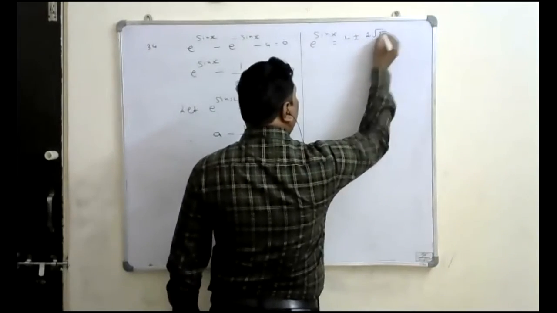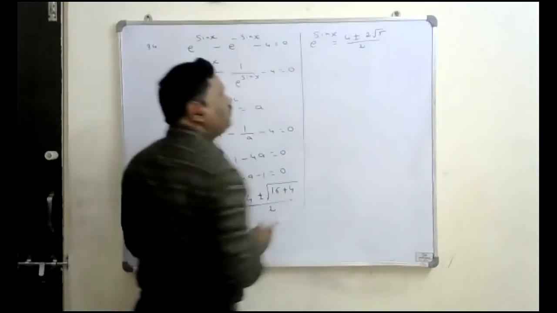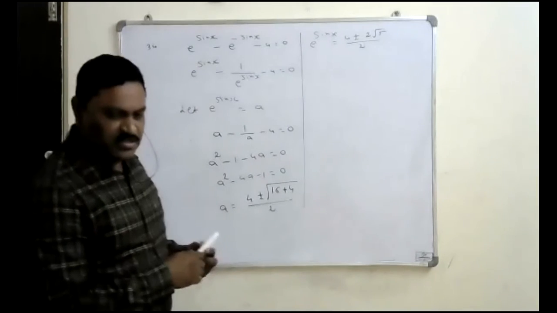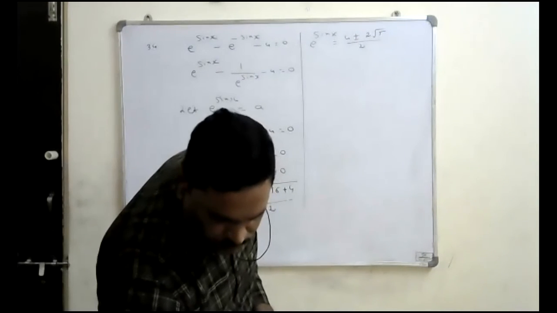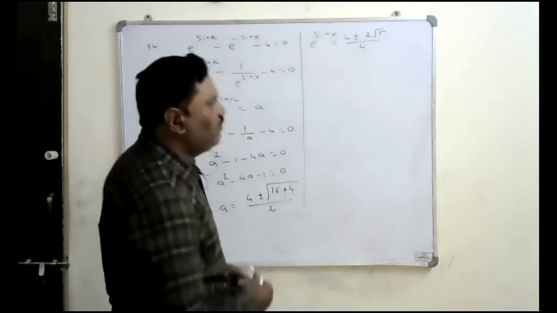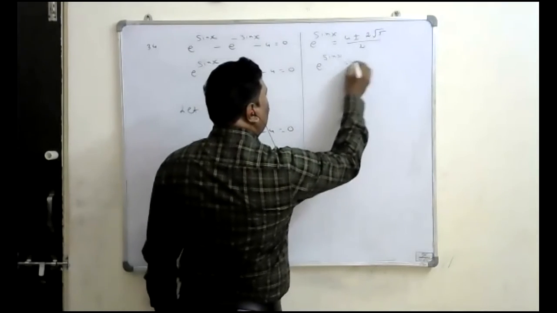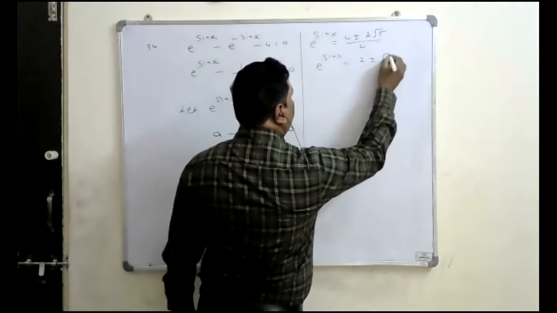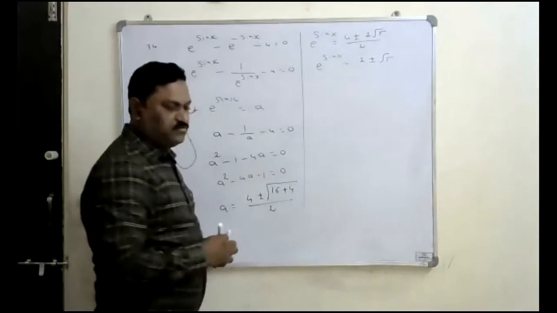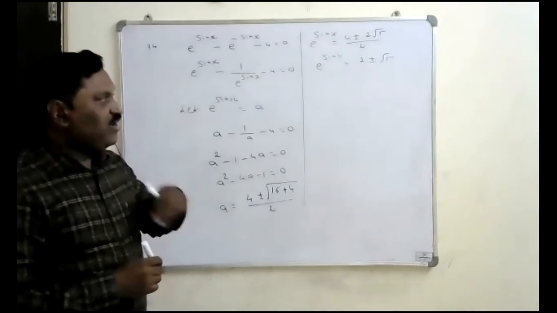2 root 5. 2 power 2 root 2 5 root by root 2. Now, numerator से 2 कॉमन निकाल सकता है ना? Yes. 2 कॉमन निकाल दो, क्या मिलेगा then? 2 plus or minus root 5. So we got the two values.